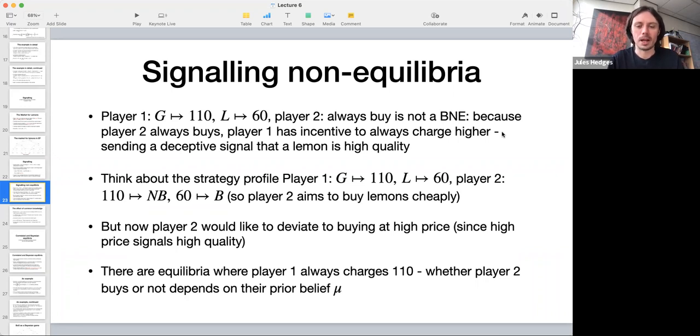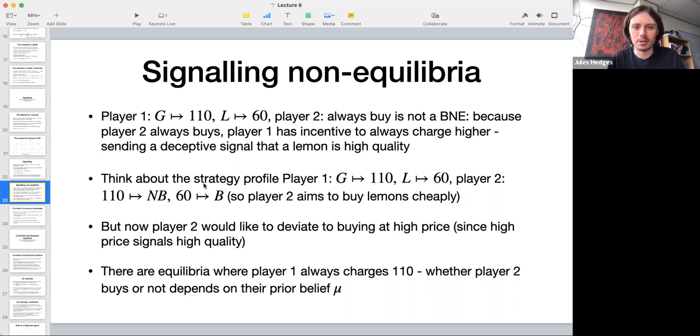unilaterally. And you can think of this as, the player 2 strategy to always buy is a good strategy because player 1 is signaling the type. But when player 1 deviates to charging a higher price, this is a deceptive signal that a lemon is high quality. So by charging a higher price for a lemon, player 1 is essentially lying within the context that player 2 is interpreting the signal. Okay.